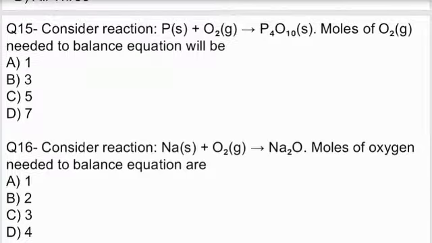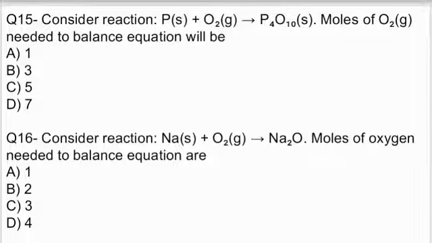Next question. Consider reaction. Phosphorus plus oxygen gives P₄O₁₀. Moles of O₂ needed to balance equation will be, the options are 1, 3, 5, 7. The correct option is C, that is 5 moles.